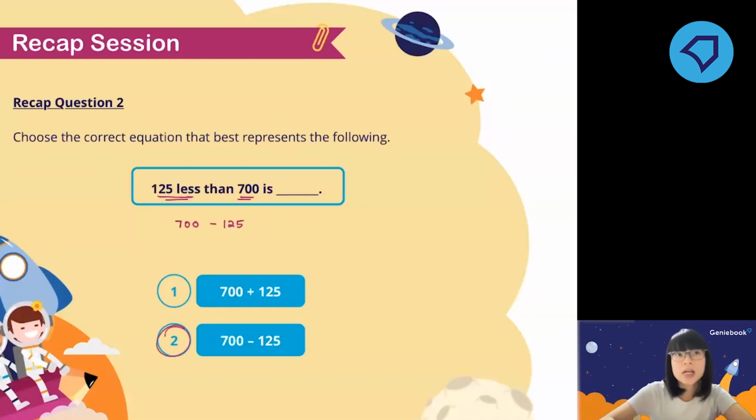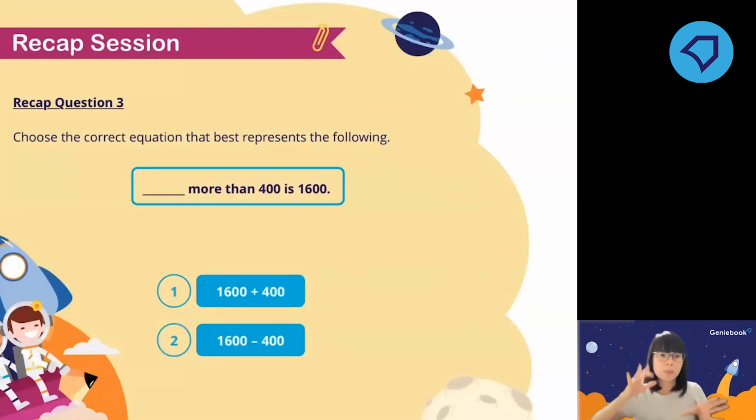Excellent job. Okay, so now the next question over here, you also have 30 seconds, but I need to rephrase this one, okay? I realize this sentence over here is slightly incorrect. It says to choose the correct equation that best represents the following, but I actually want you to tell me, what do you do to solve for this missing number? Do you add these two numbers together, or do you subtract these two numbers? How do you find this missing number? You have 30 seconds. Let's go.